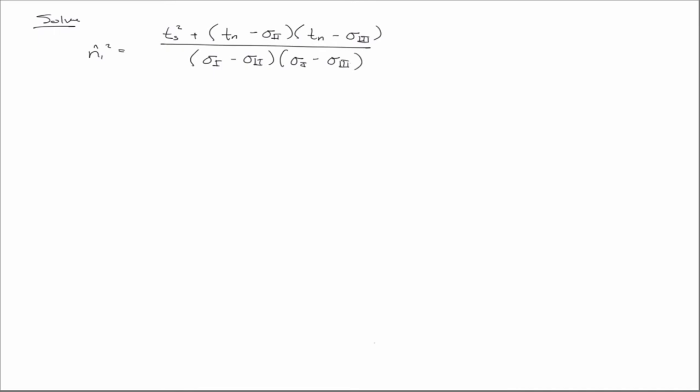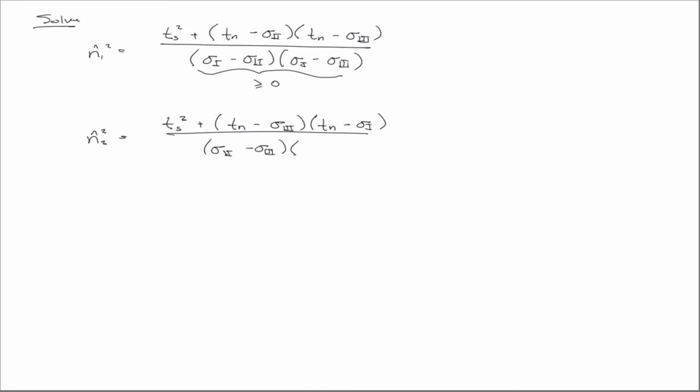Okay, and if you remember when we defined the principal stresses, we defined them so that sigma 1 is greater than sigma 2 is greater than sigma 3. So from that we can infer that this denominator is always going to be greater than or equal to 0. And for this one, the way we arranged it, this denominator is always going to be less than or equal to 0.